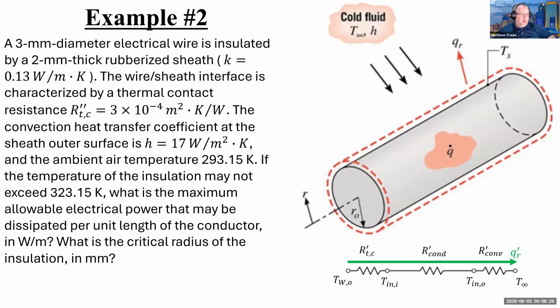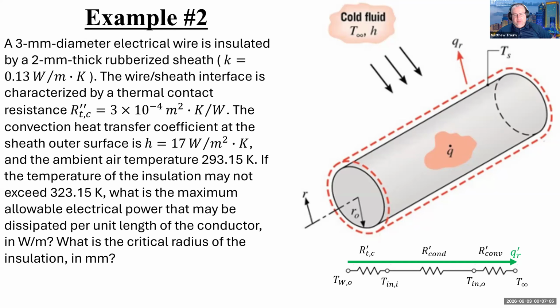We're told the convection heat transfer coefficient at the sheath outer surface, so that's out here, is 17 watts per meter squared Kelvin, and the ambient air temperature is 293.15 Kelvin. If the temperature of the insulation may not exceed 323.15 Kelvin, that's 50 Celsius, what is the maximum allowable electrical power that may be dissipated per unit length of the conductor in watts per meter? And also, what is the critical radius of the insulation? There's that critical radius thing again. Okay, so how do I tackle this?